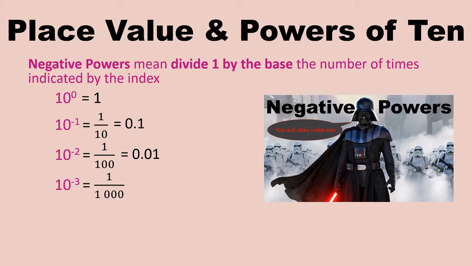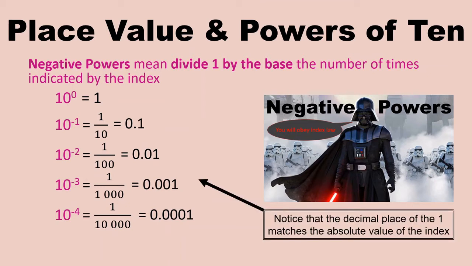Or I could do 10 to the power of negative 3. That's 1 divided by 10 cubed. 10 cubed is 1,000, so 1 over 1,000 is 1/1,000th. And you see where I'm going with this, right? 10 to the power of negative 4 is 1 over 10 to the power of 4, which is 1 over 10,000, which is 1 in the tens of thousands position.